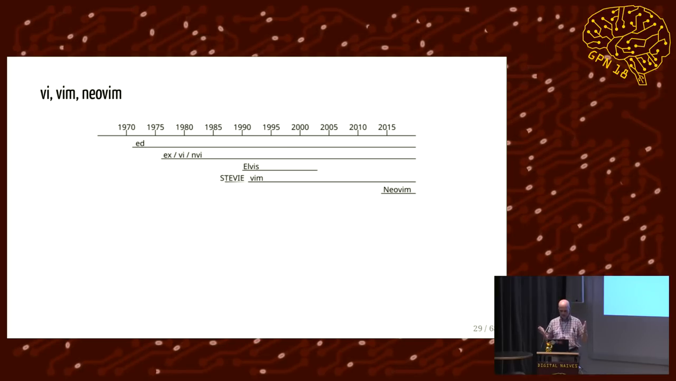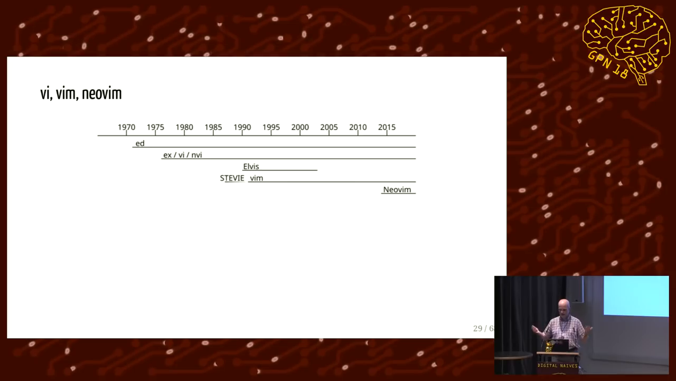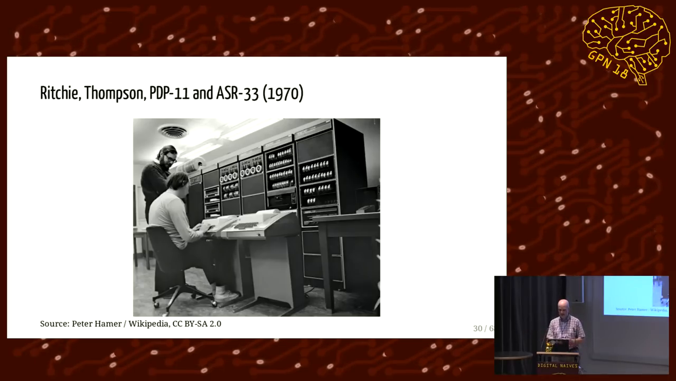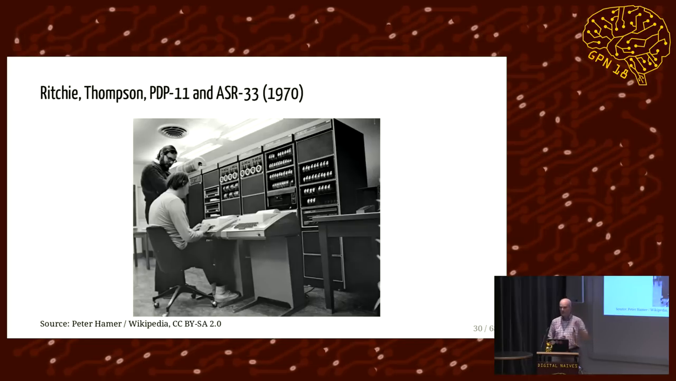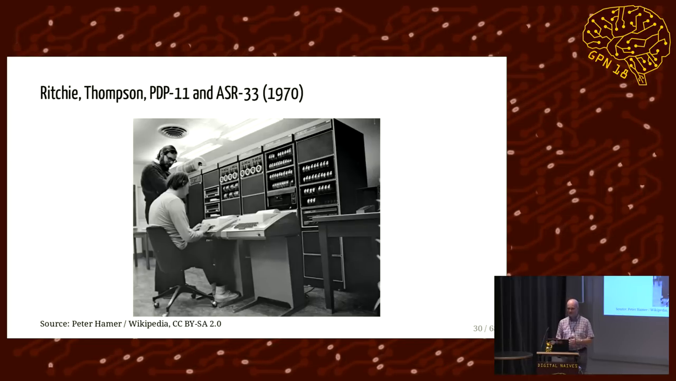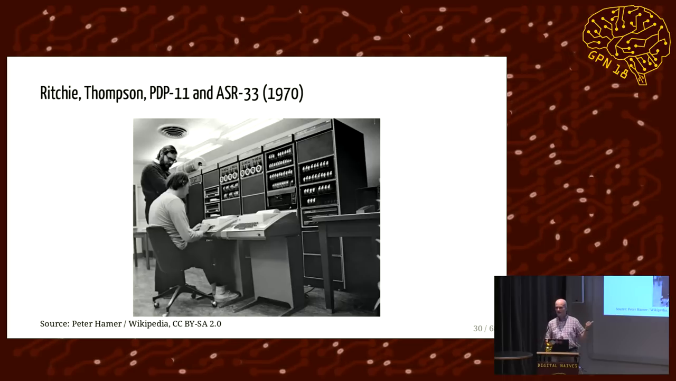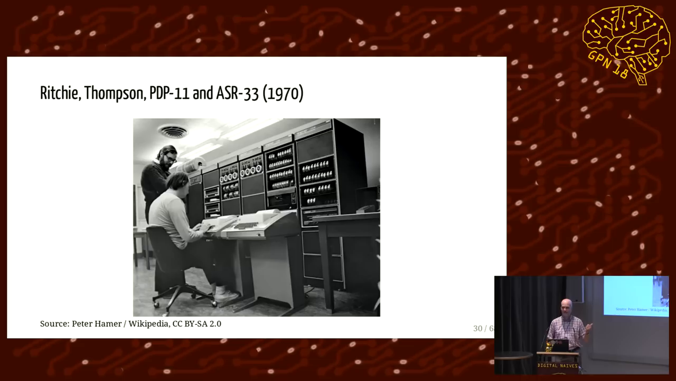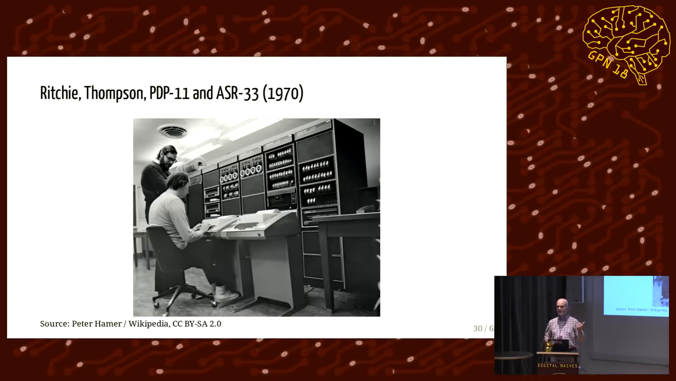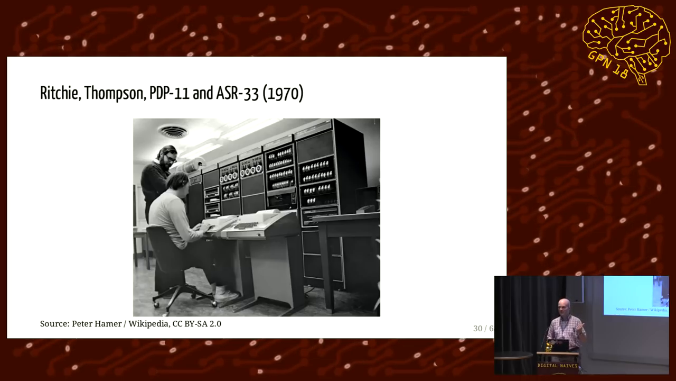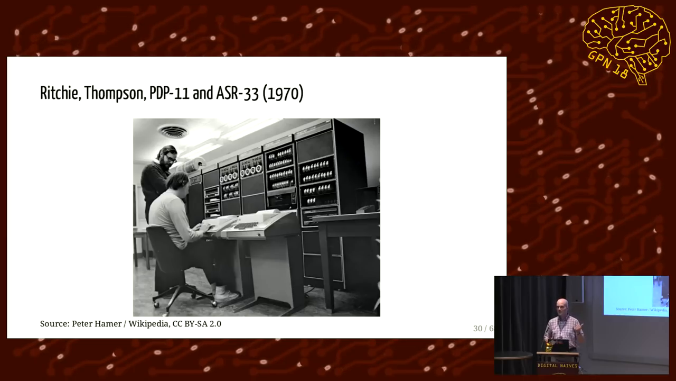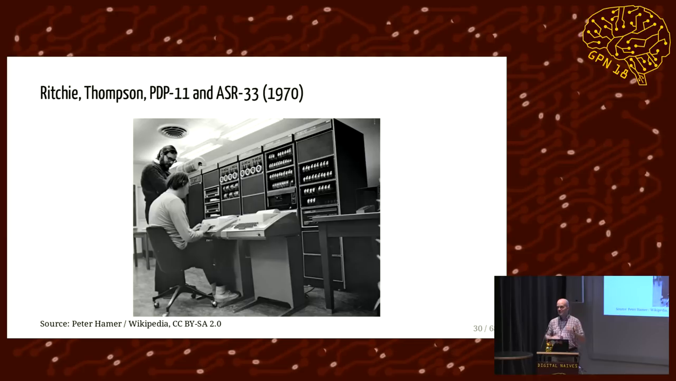Because ed, what is ed? How does it look like? It's a text editor, but a linear text editor. Why is it a linear text editor? Do you know these two guys? These are Dennis Ritchie and Ken Thompson. These are the authors of Unix. Without these two guys, no Unix, no Linux, no BSD, no C, no Mac OS, no Android, just Windows everywhere.